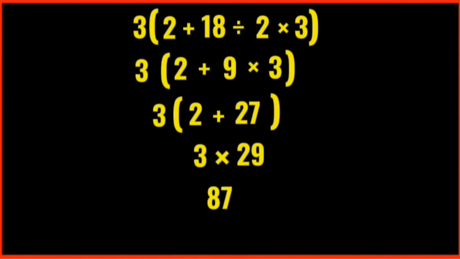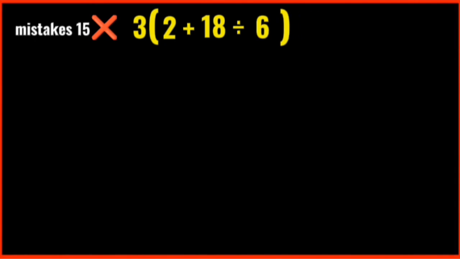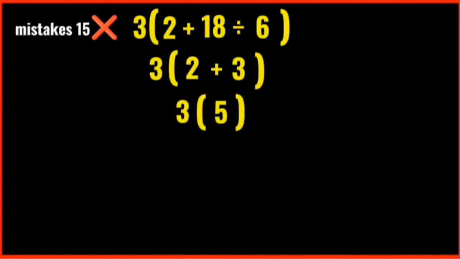Now let's talk about why some people got 15. The mistake usually happens inside the parentheses. Instead of starting with 18 divided by 2, some people look at the expression and do 2 times 3 first. If they do that, then the inside becomes 2 plus 18 divided by 6. 18 divided by 6 is 3. So now they get 2 plus 3. That gives 5. And then they multiply the outside 3 by 5 and get 15. That is exactly where the mistake happens. The problem is that they did multiplication before division, even though division came first from left to right.